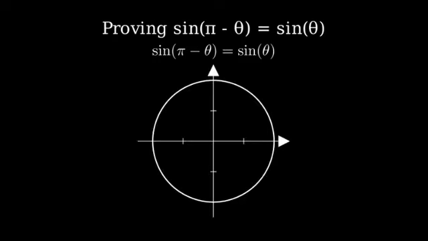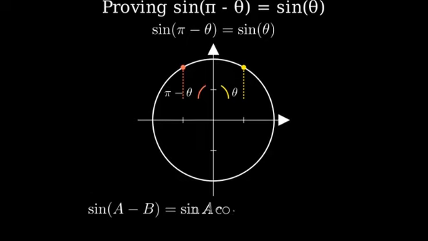Here's our unit circle, and here are our axes. When we talk about an angle theta, we typically measure it from the positive x-axis counterclockwise. Now, pi minus theta represents the reflection of theta across the vertical axis. When we reflect theta across the vertical axis, we get an angle that has the same sine value as the original angle. Let's prove this algebraically using the sine of a difference formula.